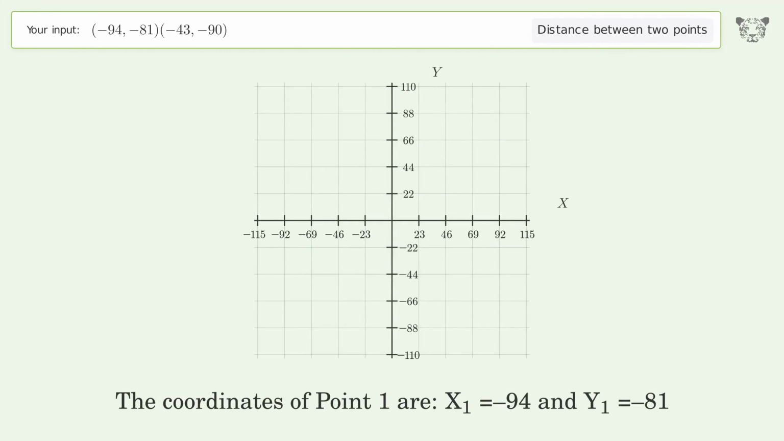The coordinates of point 1 are x1 equals -94 and y1 equals -81. The coordinates of point 2 are x2 equals -43 and y2 equals -90. D is the distance between the 2 points.